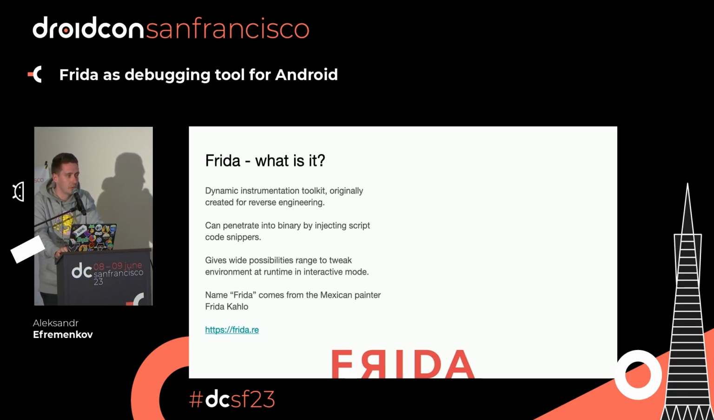And it's also in interactive mode. You could, I don't know, put some information in your runtime, and you could receive it back. And yeah, the name comes from a Mexican painter. His name is Frida Kahlo, one of the famous Mexican painters. And the website is frida.re. So it can instrument any process, even processes which are not debuggable by default in Android. It's super flexible, to be honest, and it's scriptable.